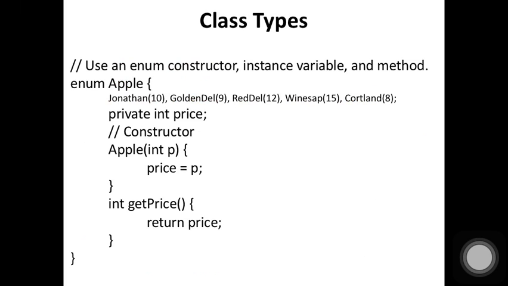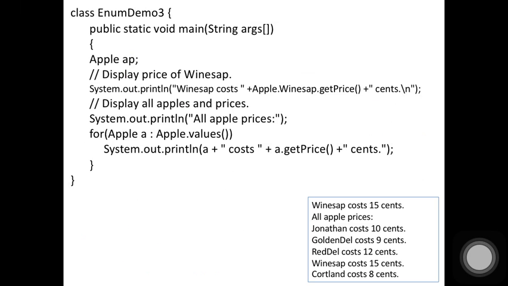And in continuation of this enum, define one more class and define the main method. Inside main, just create one instance for Apple, and I am invoking the information of Apple by using System.out.println and Winesap cost. So I can get the value of that particular Winesap by means of Apple dot the constant name dot getPrice. So here getPrice is going to be invoked, and it returns a value.